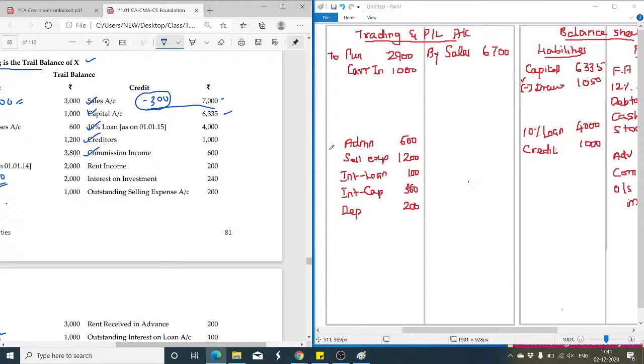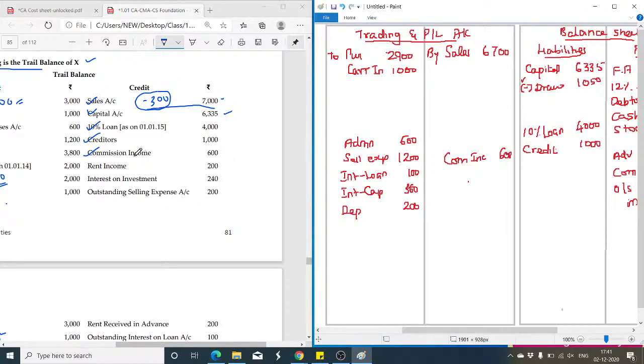Commission income. Clearly it is stated as income. Income should come in the trading and P&L account, especially the P&L account, because only the sale will come in the credit side of the trading account in most cases. So all other income will come in the P&L account only. So I am writing here commission income, the value being 600 rupees.